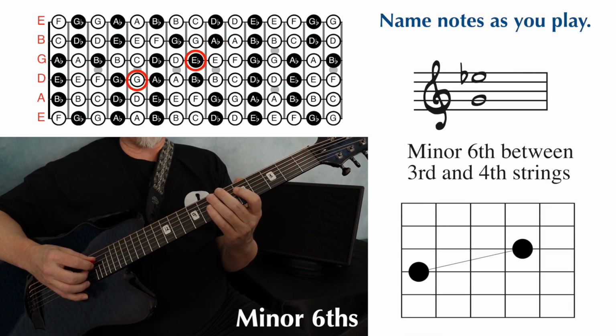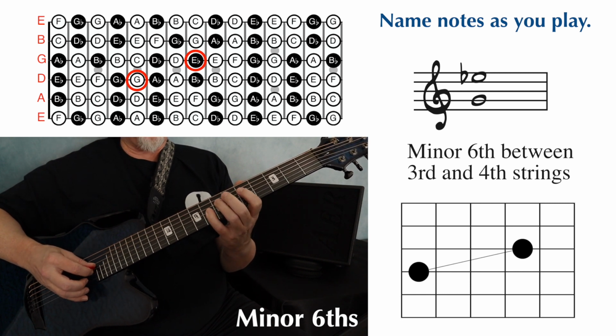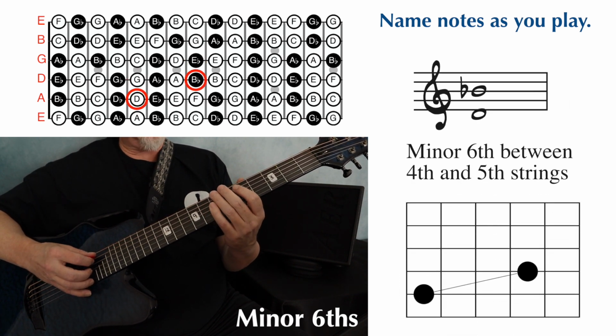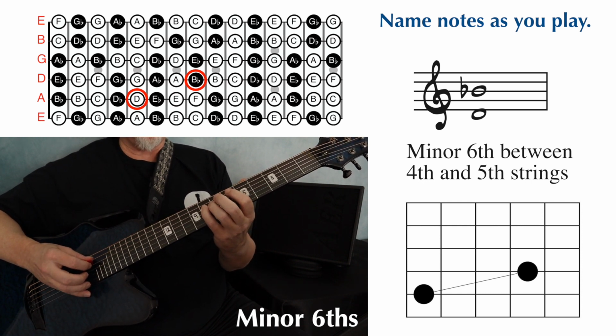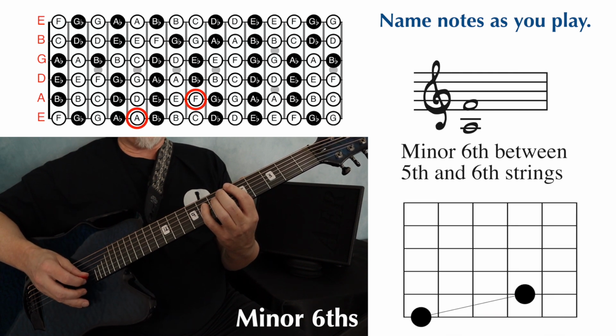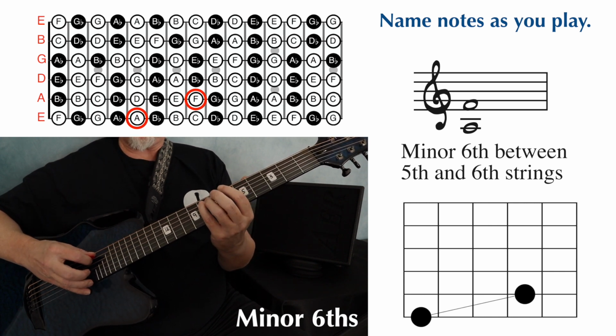Minor 6 between strings 3 and 4 is 3 frets distance. So here's a G. Minor 6 above a G is an E flat, G, E flat. 3 frets to the right on the other string. Minor 6 between strings 4 and 5 is also 3 frets distance. So here's a D. Minor 6 above a D is a B flat. 3 frets away, D, B flat. And a minor 6 between strings 5 and 6 is also 3 frets distance. So here's an A. Minor 6 above an A is an F. 3 frets distance, A, F.